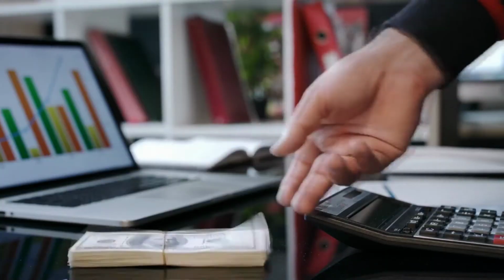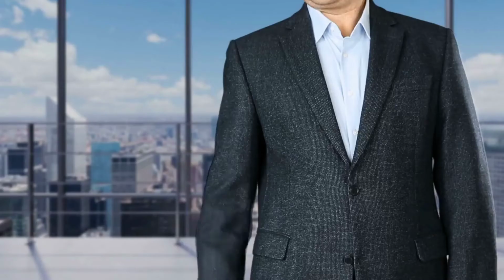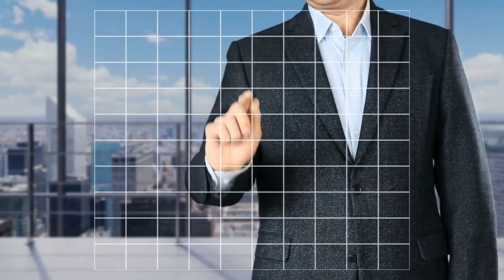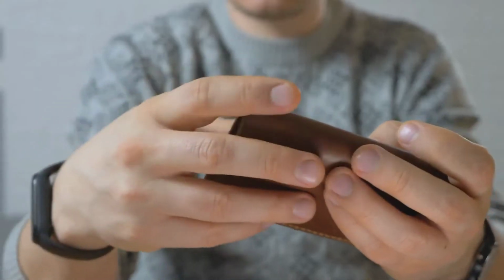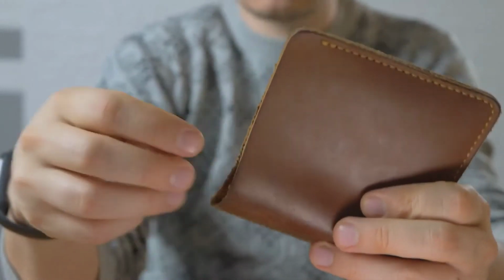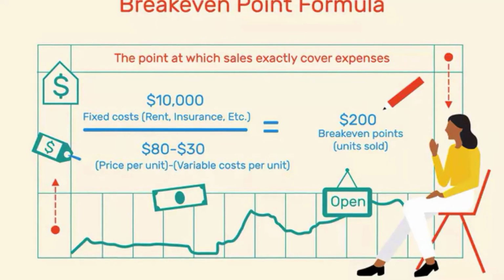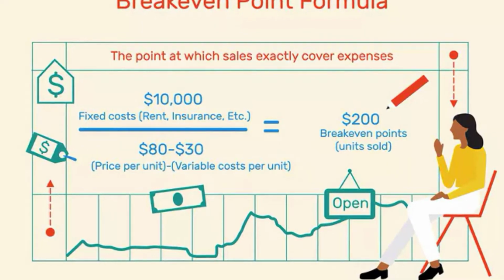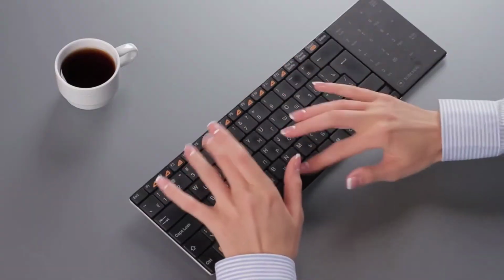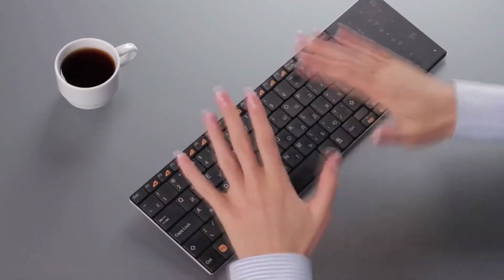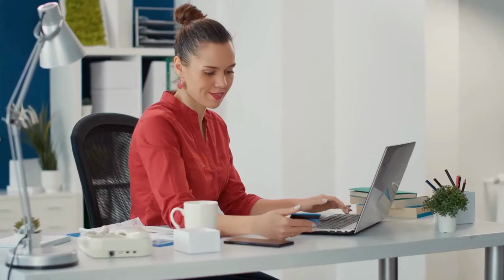$60,000 divided by $2 minus 80 cents equals 50,000 units. What this answer means is that XYZ Corporation has to produce and sell 50,000 widgets in order to cover their total expenses, fixed and variable. At this level of sales, they will make no profit, but will just break even.